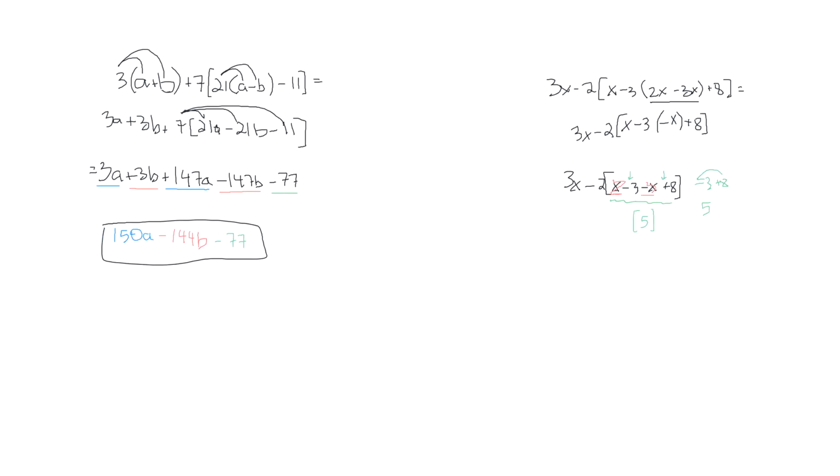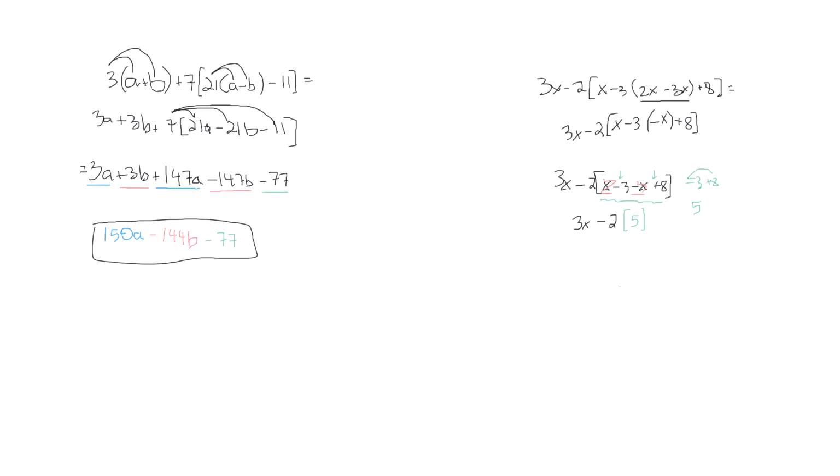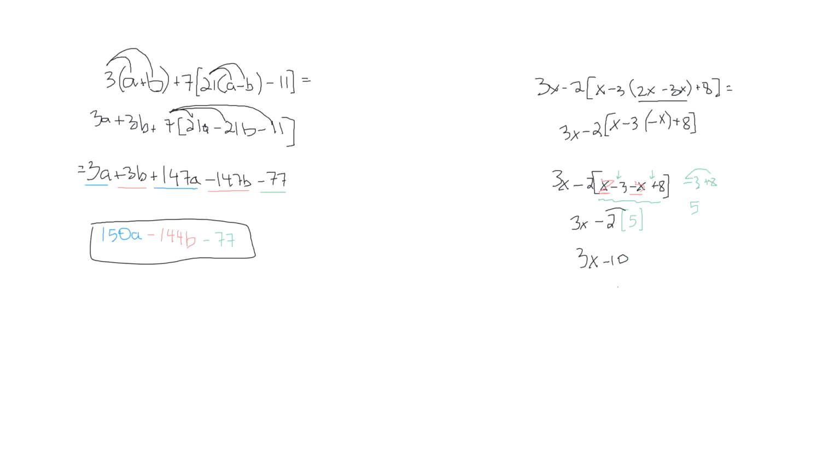My rest of the stuff still stays the same. So now I have 3x minus 10. I did the 2 times 5. And that's it. I'm down to as small as I can go because I don't have any other x's to combine or any other just numbers, any other constants.